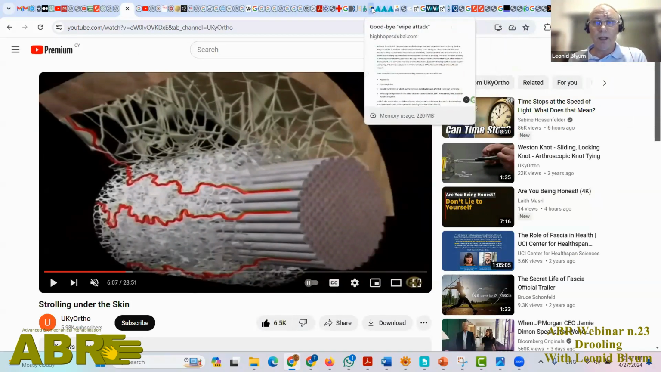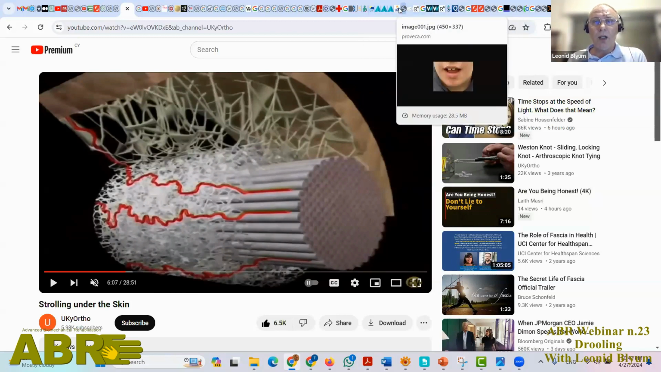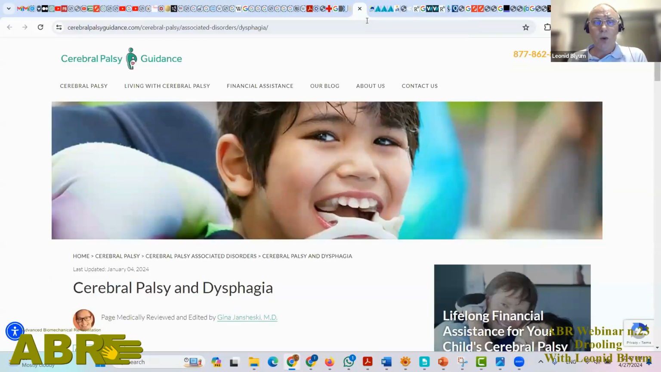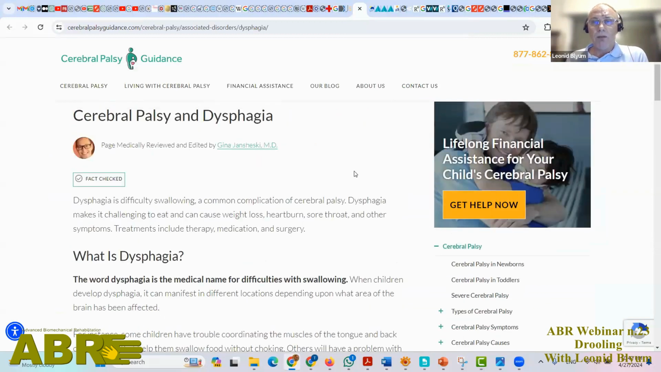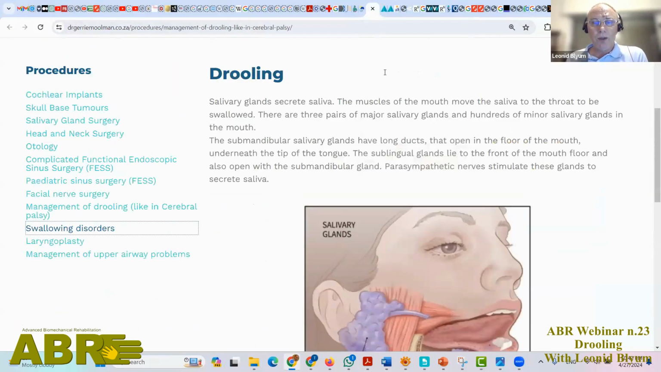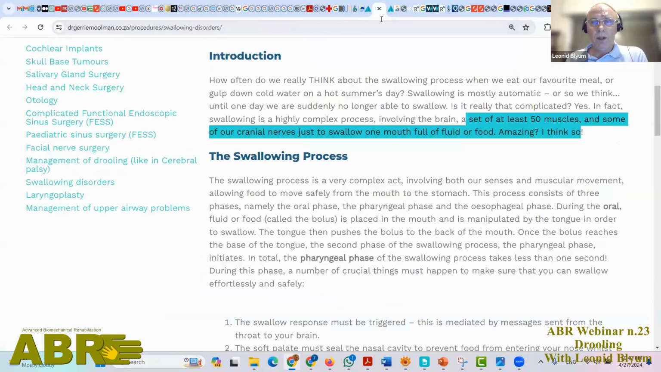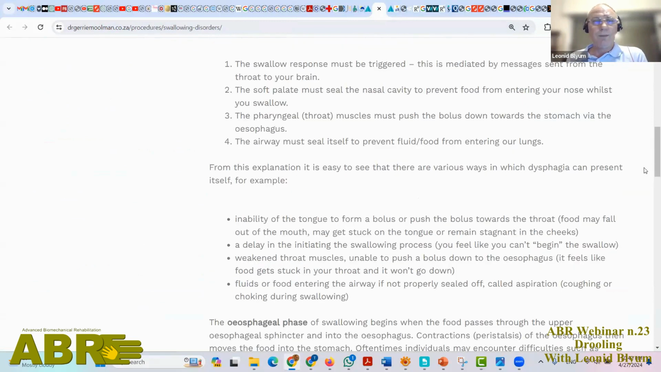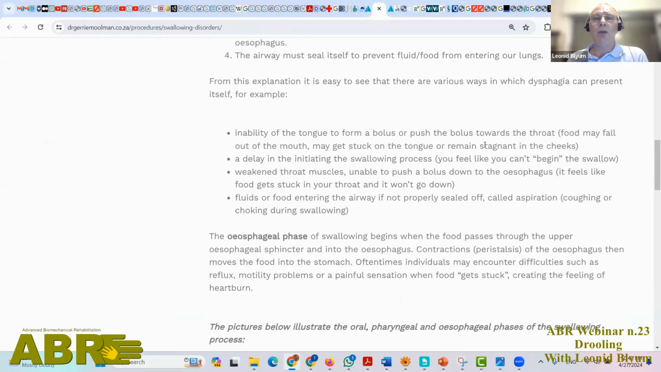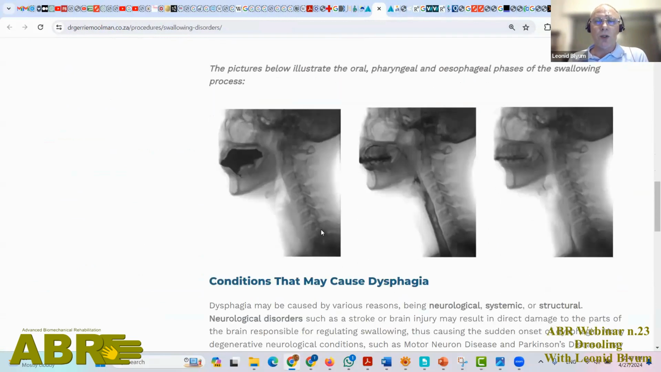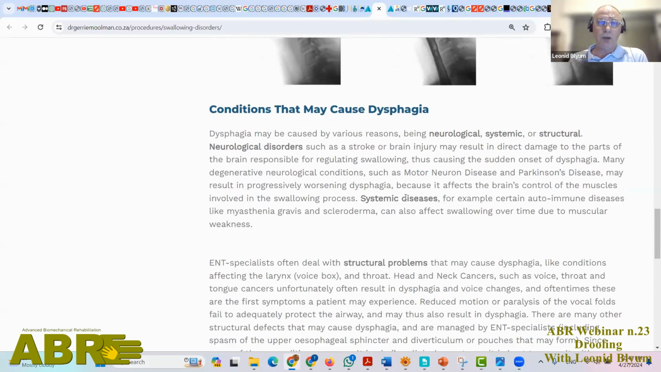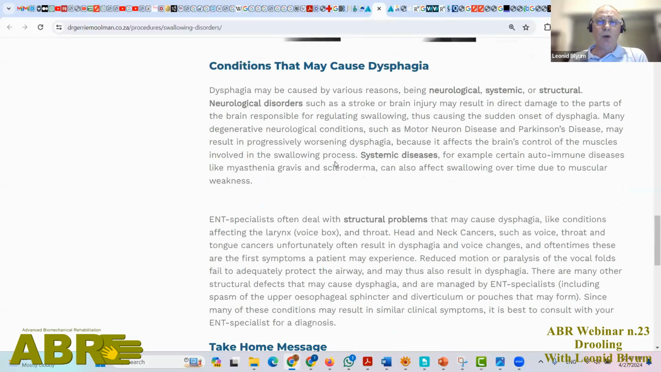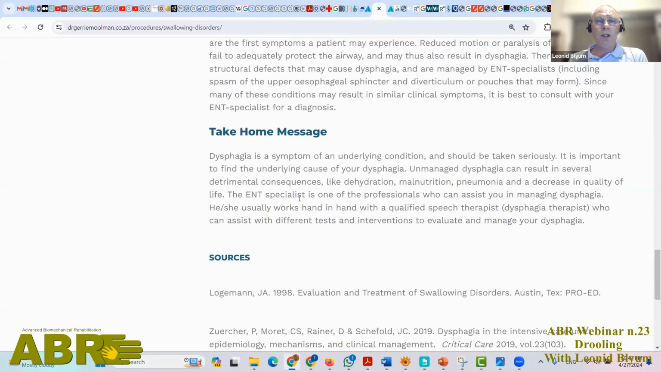But as you can see, there aren't any good explanations or good kind of reasons. Everything then comes up to this package that if you have problems, then you must have issues to deliver this participation. So the tongue is unable to push the bolus of food, or unable to form the bolus of food, a delay initiating the swallowing process, fluid entering the airway, and so on and so forth. Right? Conditions, neurological, systemic, or structural. Disorders such as a stroke or brain injury and so on. And the take-home message: dysphagia is a symptom of the underlying condition and should be taken seriously, right?